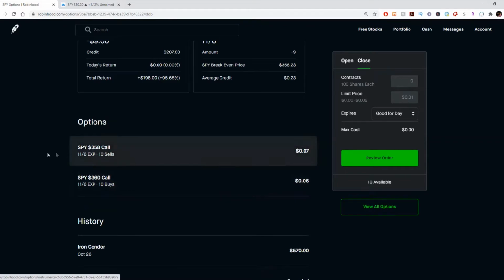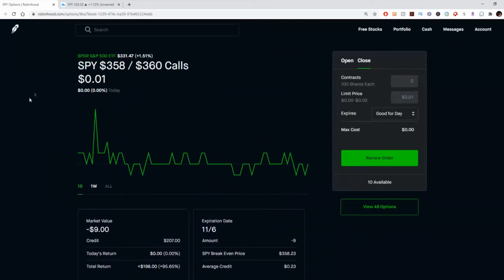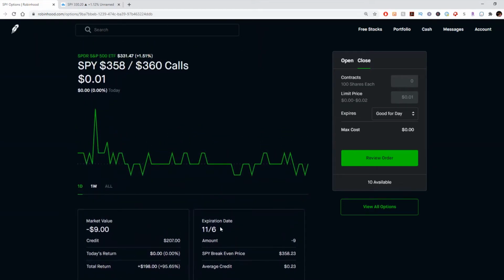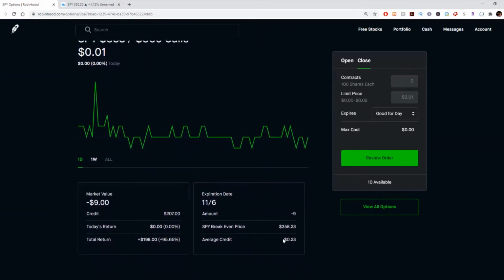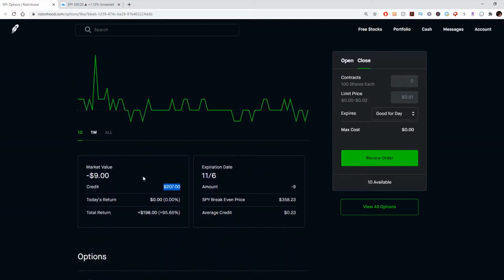The call that I sold is the all-time highs, which I'm expecting the stock to stay below by expiration. Now, considering SPY is only at 331, I really don't think it'll reach all the way to 358 in the next couple of days. And so I got 9 of these call credit spreads for an average cost of 23, or a total credit of $207. And it looks like they're going to pretty much expire worthless, and I'll get to keep the full credit, okay?